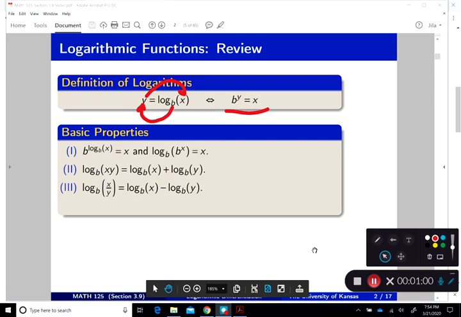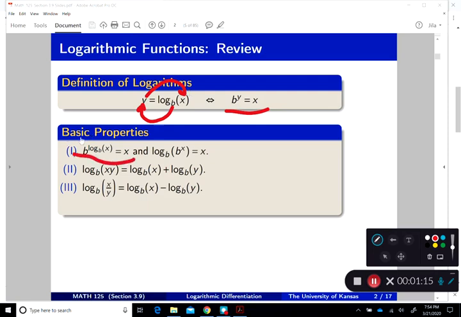And then, what are some of the properties of logarithms? The first thing is exactly restating the definition. If I say b to the power y, where y is the log base b of x, then b to the power y is equal to x, so b to the power log base b of x is x.